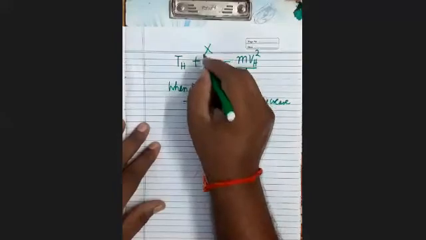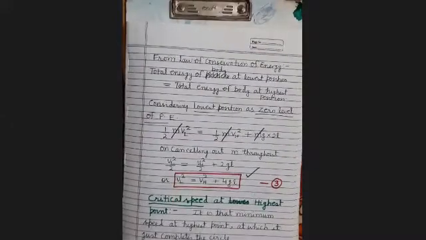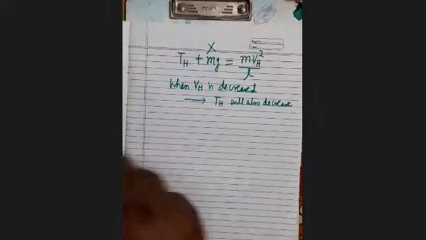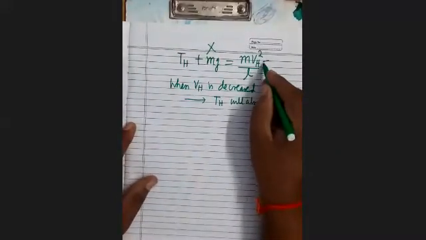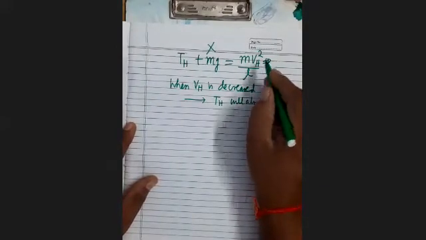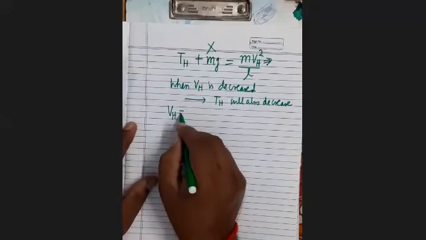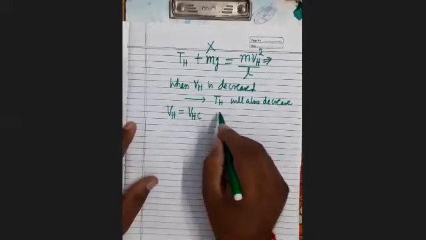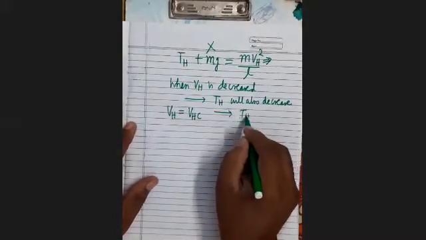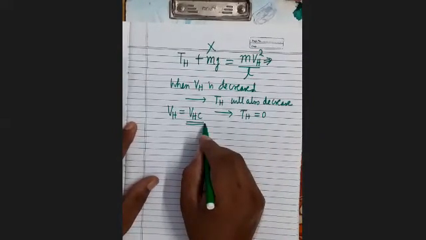There is no change in mg. Mg will remain the same. It's clear. There will be no change in the mg. So you can see here TH will also decrease. Now I have decreased the speed up to such a level so that the TH becomes 0. Suppose when velocity at the highest point is equal to VHC, then TH has become 0. This is the minimum speed at the highest point.